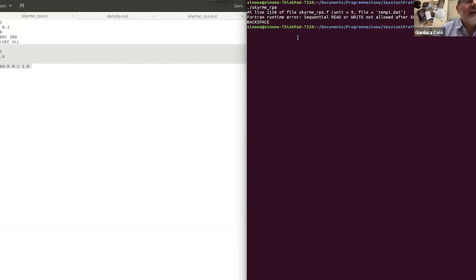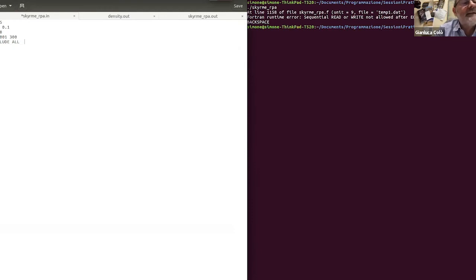Let's do it step by step. First of all, please remove the line that you have highlighted, so just stop at the ground state. Exactly. Try to run like this and see what happens.